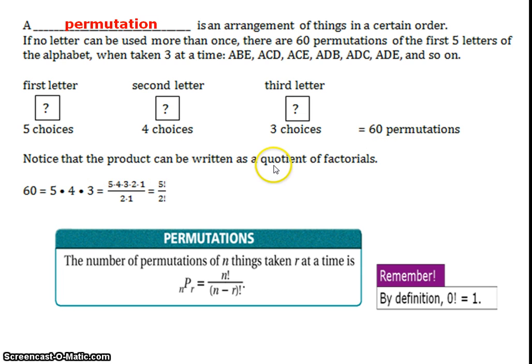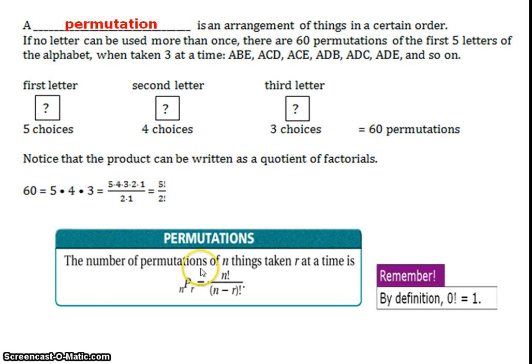Notice that the product can be written as a quotient of factorials. 60 equals 5 times 4 times 3. In our numerator, we had 5 choices, 5 factorial, and we are taking 3 at a time. So the difference would be 2. So we'd have 2 factorial in the denominator. So 5 factorial divided by 2 factorial came up with 60.